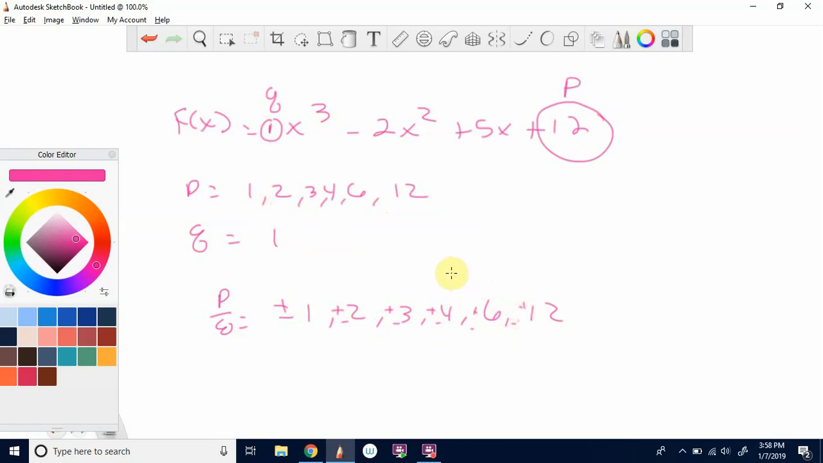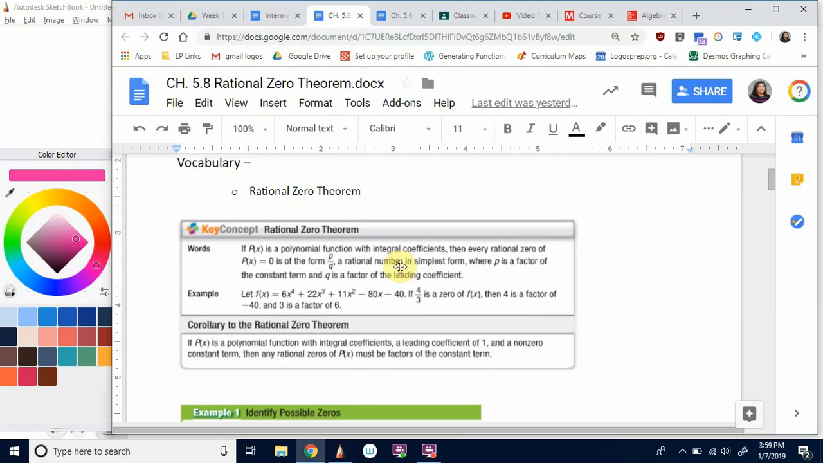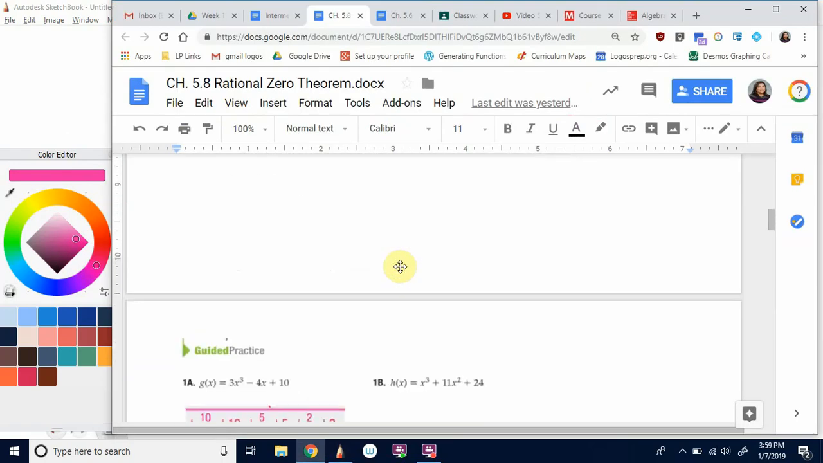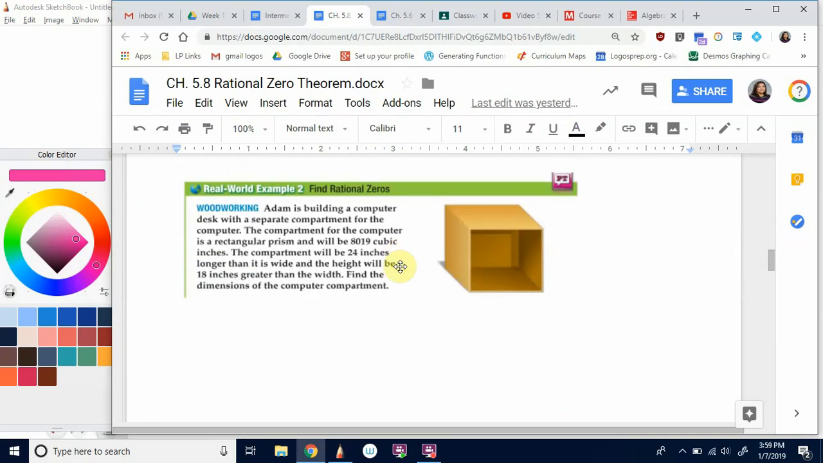Let's go to, so here they're actually giving us two real world problems. It says Adam is building a computer desk with a separate compartment for the computer. The compartment for the computer is a rectangular prism, as they show you, and will be 8,019 cubic inches. The compartment will be 24 inches longer than its width, and the height will be 18 inches greater than the width. Find the dimensions of the computer compartment.